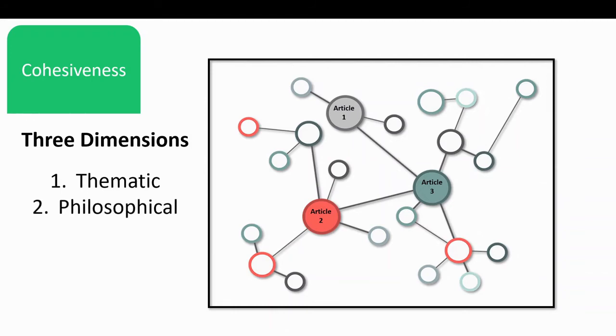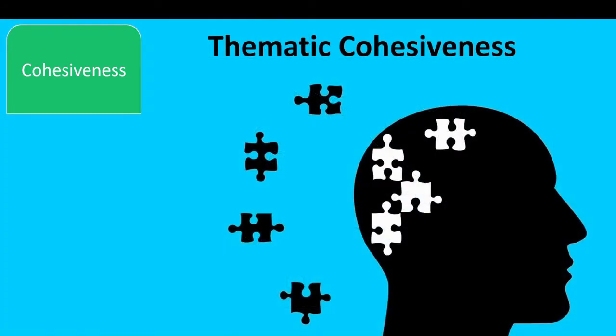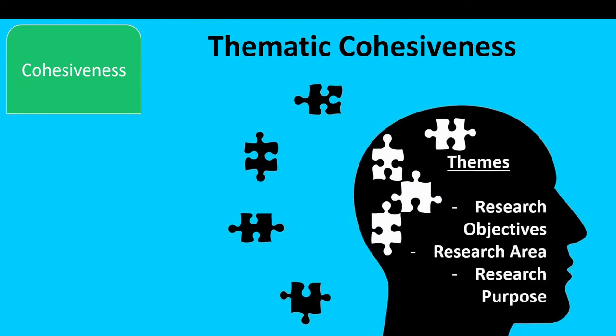Thematic cohesiveness is about knowing what the focus of your research is and what you are trying to accomplish across all of your manuscripts. We can think about these themes as being our research objectives and our purpose. And if we know what these are, it's easier to know how each article contributes a piece to that overall project.